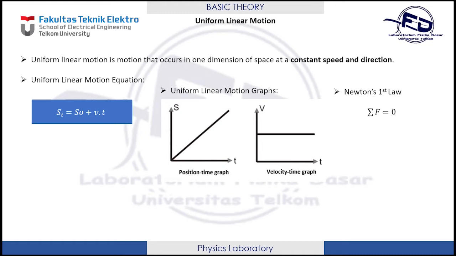Uniform linear motion only has two graphs. The first one is the position time graph. In the position time graph, the s value increases constantly with time. And the other one is the velocity time graph. In the velocity time graph, it forms a horizontal line. Both of those things happen because the value of the velocity is constant. In uniform linear motion, the only applicable law is Newton's first law, which states that sigma F equals 0, or the resultant force equals 0.